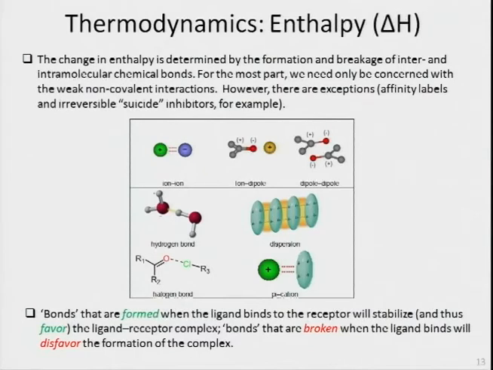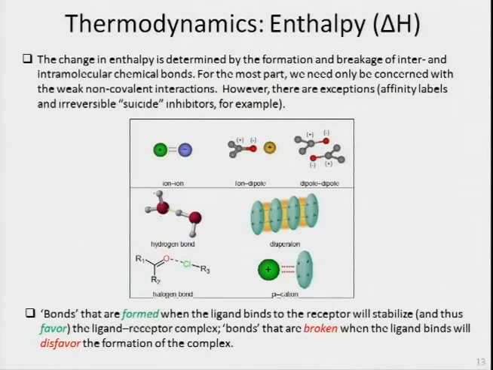So let's talk a little bit about the weak interactions that take place. We have several different kinds. They're all basically dependent on charge and the distribution of charge of one interacting species versus the other. So if we have two atoms that are interacting and one has a positive charge and one has a negative charge, we can have an attractive force that is called an ion-ion, or simply an ionic interaction.